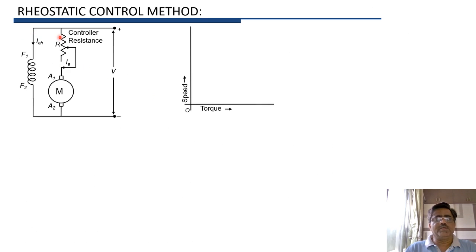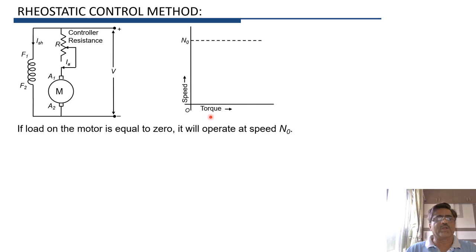Let us now see the rheostatic control method operation with the help of speed torque characteristic of DC motor. We have studied the speed torque characteristic of motor, and we have seen that the characteristic is drooping, means as torque increases speed decreases. Now here suppose there is no load on the motor, means if the load on the motor is equal to 0, then the motor will operate at a speed say n0. So n0 is the speed of motor at no load.